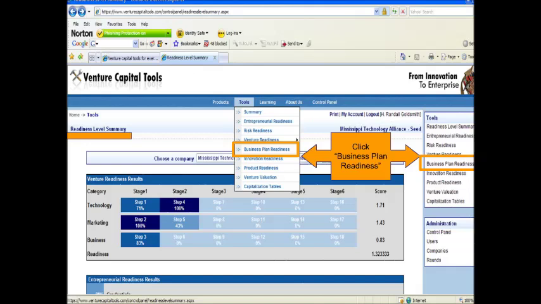The second box, titled Tools, is only available after you've logged in, with the exception of the Entrepreneur Readiness tool, which is freely available to all visitors to the site. Clicking on any one of the readiness assessment tools will take you to the assessment. Once you've completed the assessment, the results will be reflected on the assessment, and the scores will also be reflected on the readiness level summary.